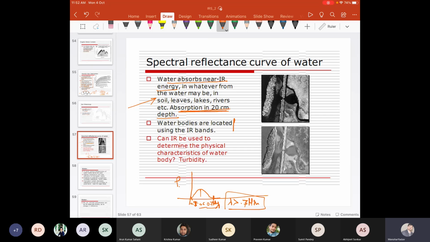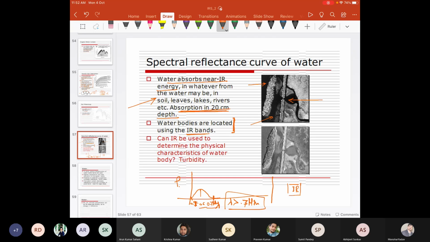In the figure, you can see that water bodies which are located using the infrared band are black in color. Why? These are the water bodies. They are shown black in color. Why is it so? Sir, in IR, heat is measured, so it is very cold. Because of deep water, it absorbs all the energy.